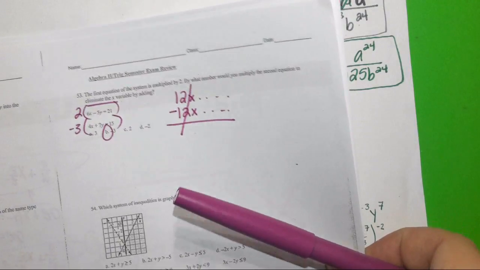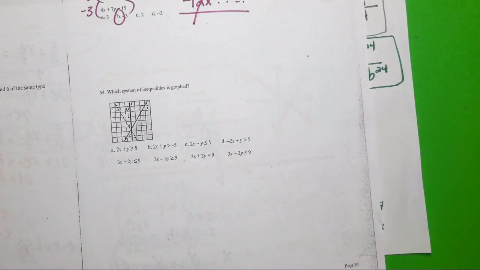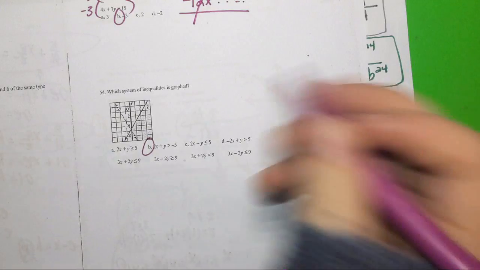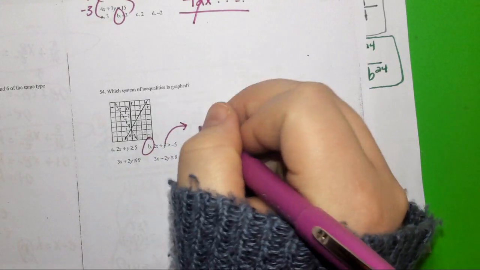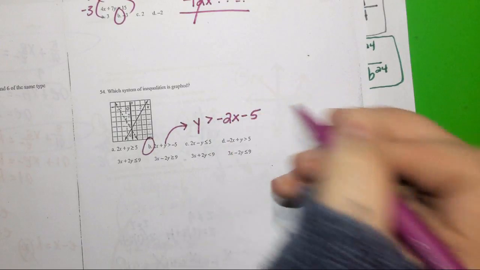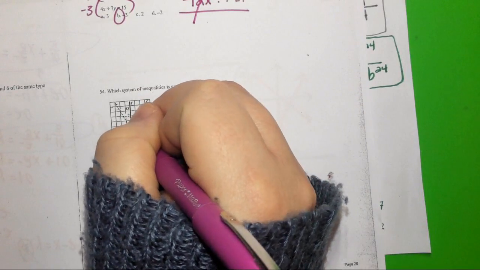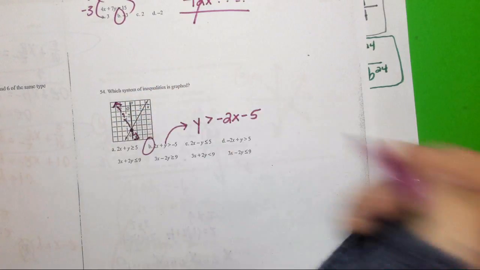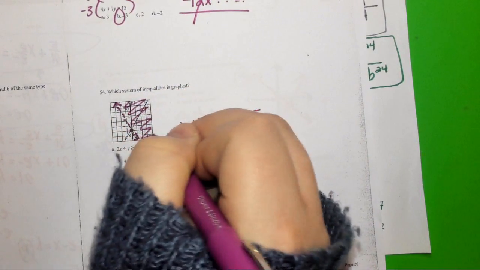Okay, 54. Another point for table 2. If you rearrange this equation, it's y is greater than negative 2x minus 5. So go down to minus 5. That dotted line, it's greater than, so we would shade this way.